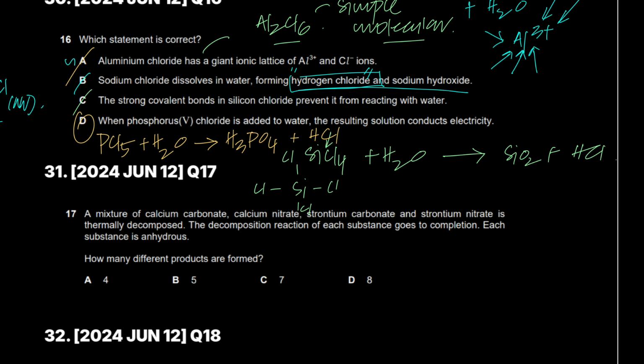It doesn't form an ionic bond, rather it forms a simple molecular structure, and the reason for that is the difference in electronegativity. It's not greater than 1.8. That is our rule of thumb. So that's the idea.